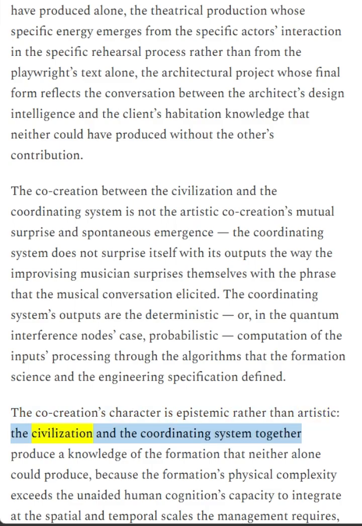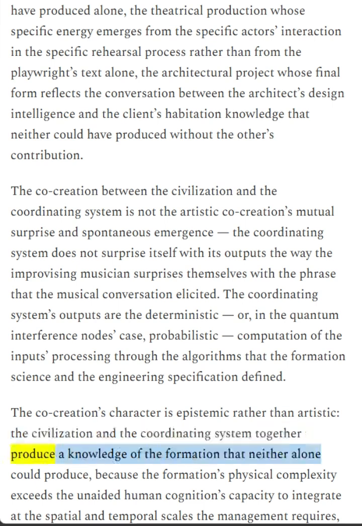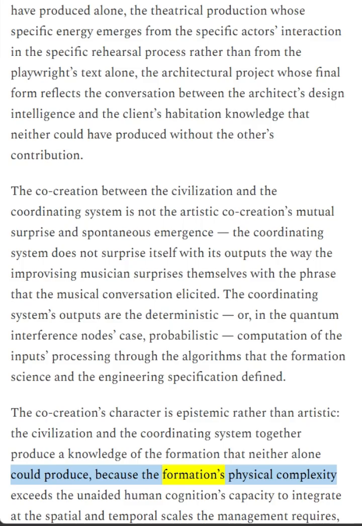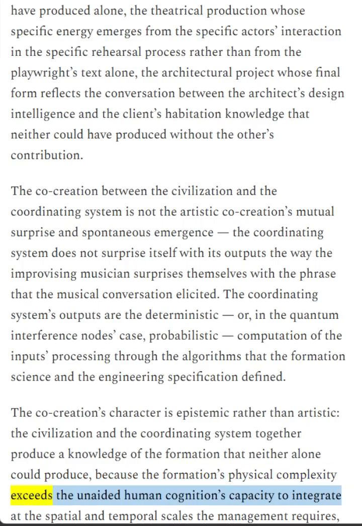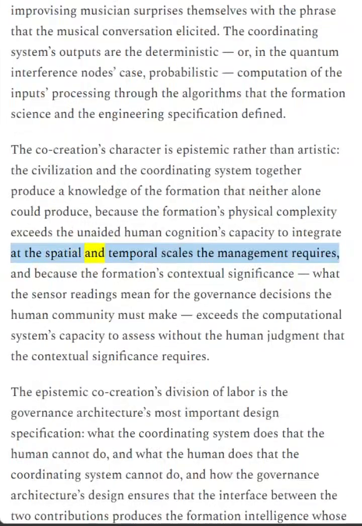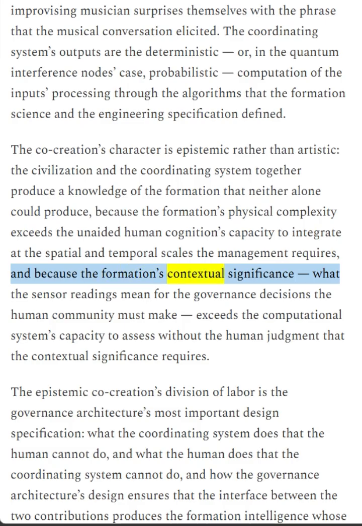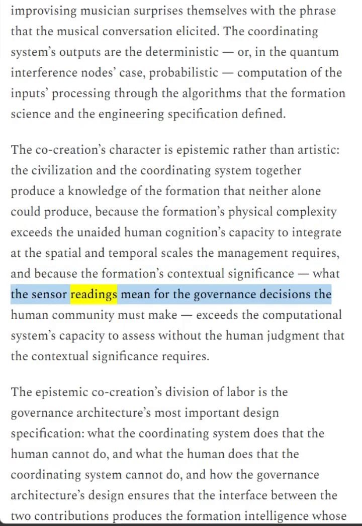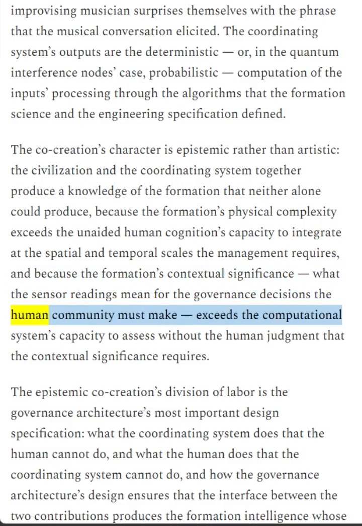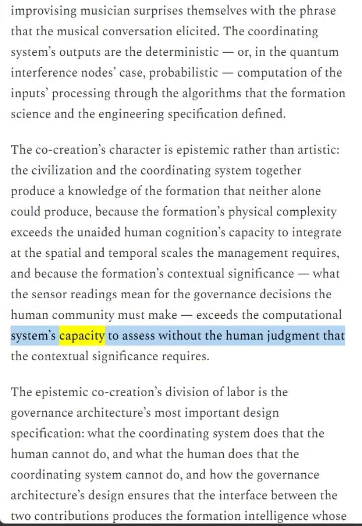The civilization and the coordinating system together produce a knowledge of the formation that neither alone could produce, because the formation's physical complexity exceeds the unaided human cognition's capacity to integrate at the spatial and temporal scales the management requires, and because the formation's contextual significance, what the sensor readings mean for the governance decisions the human community must make, exceeds the computational system's capacity to assess without the human judgment that the contextual significance requires.